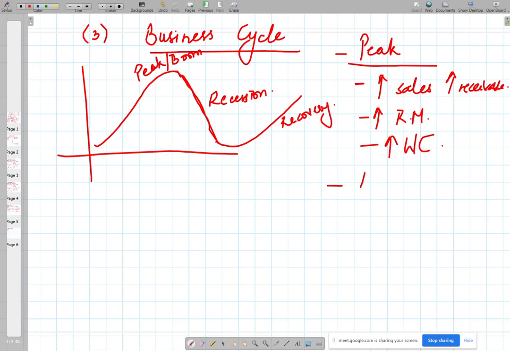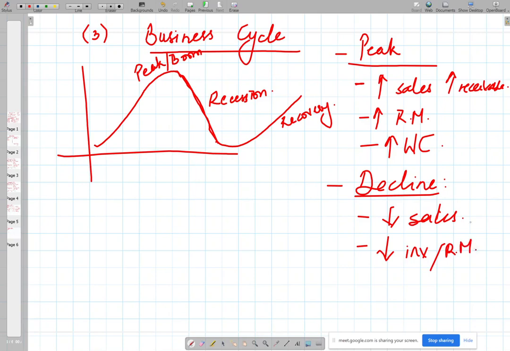In the down phase or the decline phase, on the other hand, your sales have fallen, the entire sales volume has gone down, you're not making enough sales, so there is no point in too much production either, because otherwise you're going to waste all the raw material and the inventory is also going to fall. So there is less requirement of inventory or raw material, and of course your debtors or receivables will also be lesser.